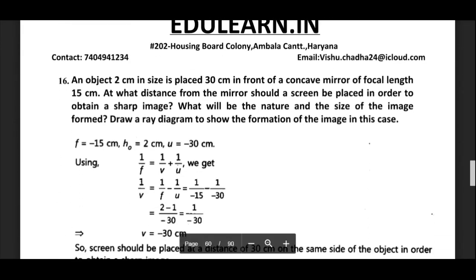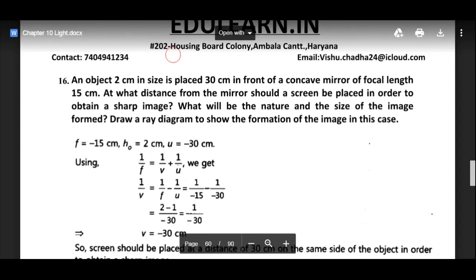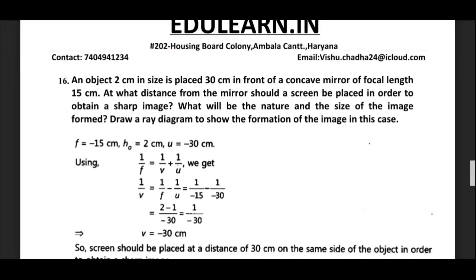Now next is again a numerical. An object 2 cm in size is placed 30 cm in front of a concave mirror of focal length 15 cm. At what distance from the mirror should a screen be placed in order to obtain a sharp image? What will be the nature and the size of the image formed? Draw a ray diagram to show the formation in this case.